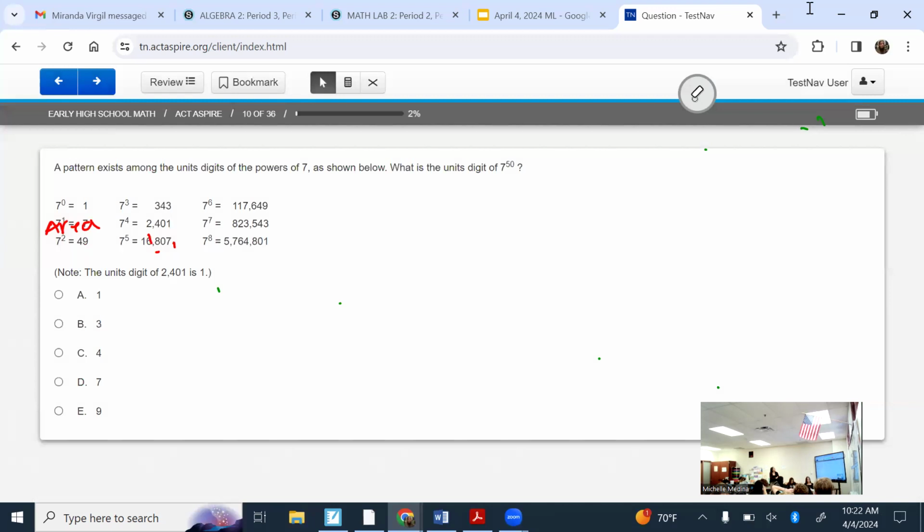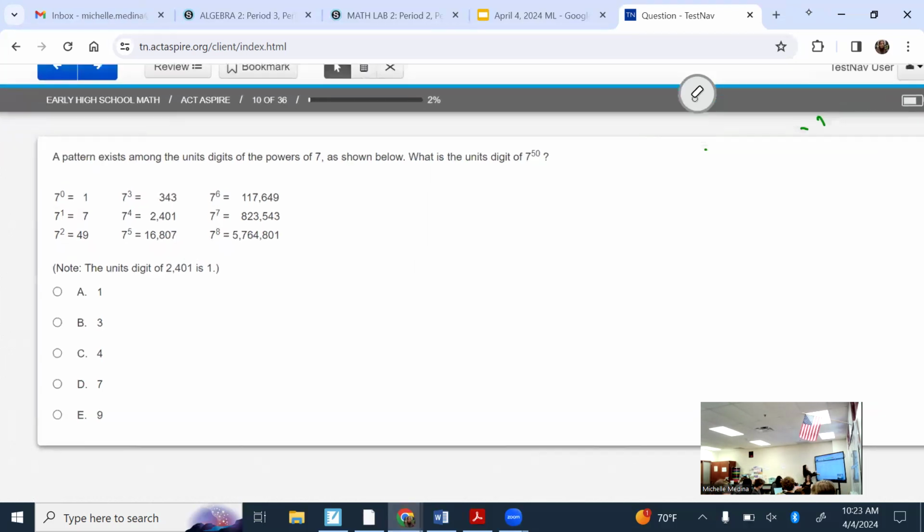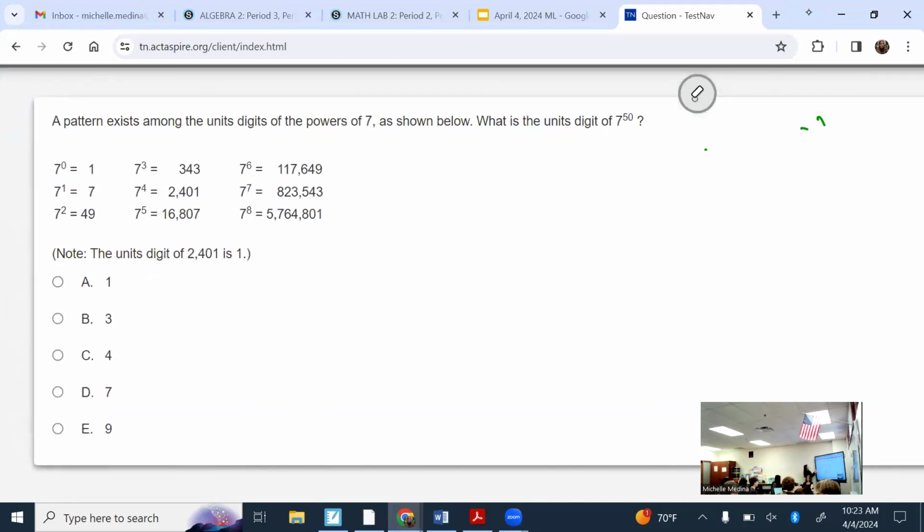Okay, so this one was an interesting one. It said a pattern exists among the unit digits of the powers of 7 as shown below. What's the units digit of 7 to the power of 50? It's showing you some stuff. And even I was like, what's a units digit? I don't know. It tells you right here. So that's why they say in some of the instructions, read everything.